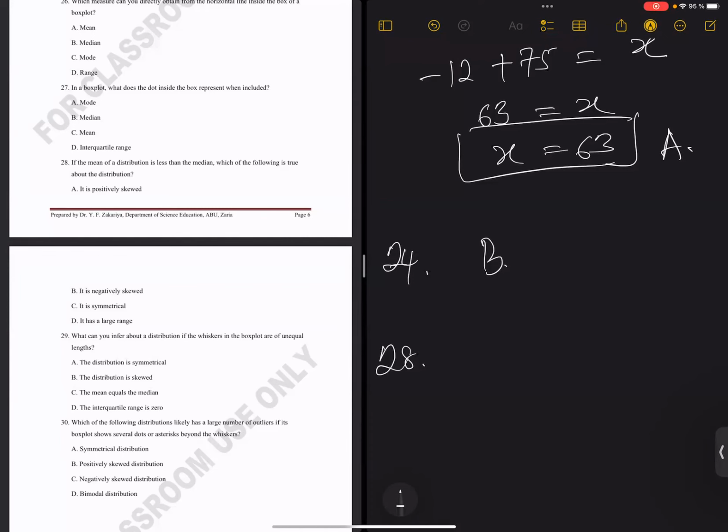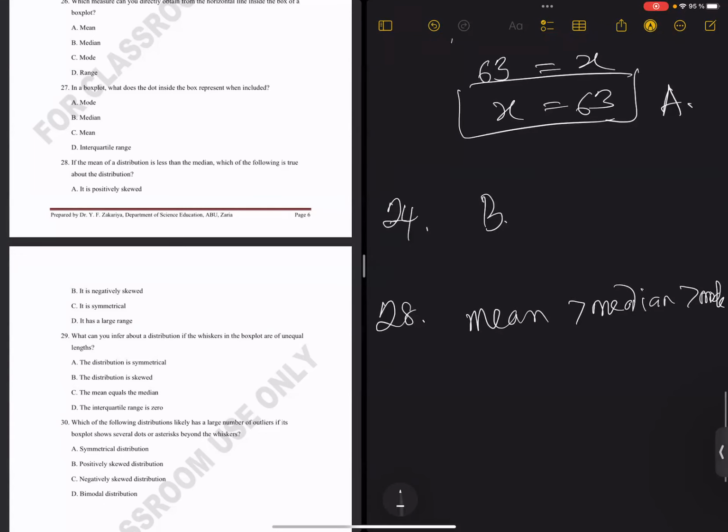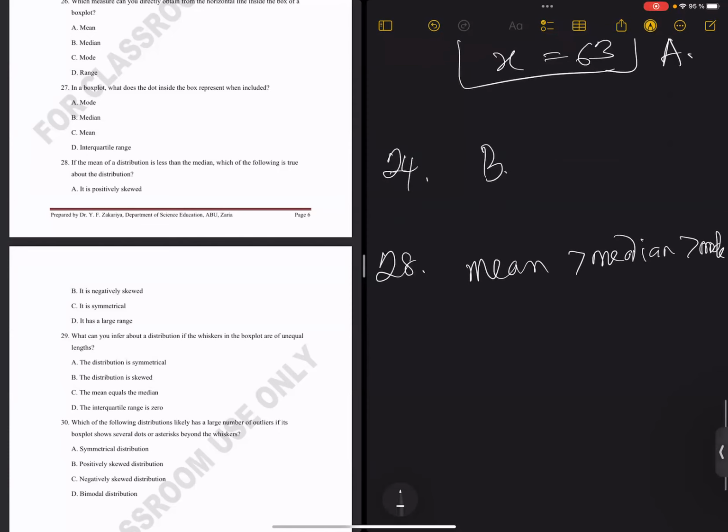So if the mean is greater than the median, then the distribution is positively skewed. Whenever the mean is greater than the median, which is greater than the mode... I think it's negative, sir. Okay, it is negative.